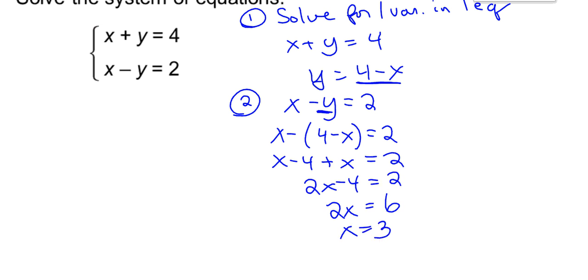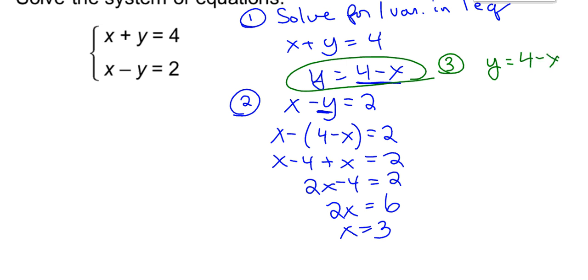So once I get x equals 3, then I'm going to back substitute. Truly, you can back substitute in anything, but if I've already gotten that y variable set alone, I might as well use y equals 4 minus x.